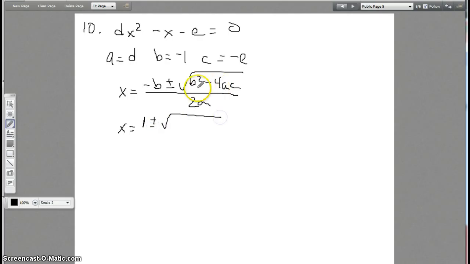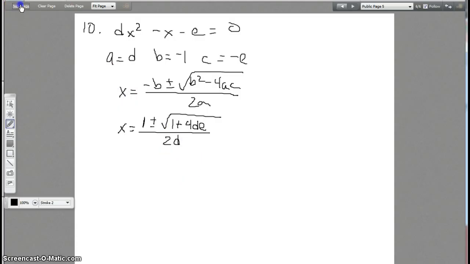Since our b is -1, -b must be a +1. Plus or minus the square root of b squared. -1 when we square it is a +1. Minus 4 times a times c. 4 times d times -e is a -4de. 1 minus 4de, 1 minus a -4de is the same as 1 plus 4de. And this is all over 2a. Our a is d, so that's all over 2d. And that's as far as we can go with number 10, part B.